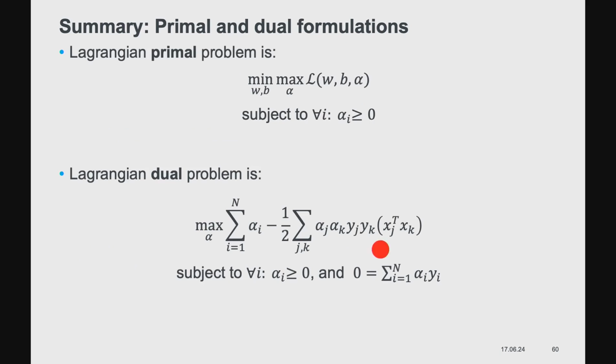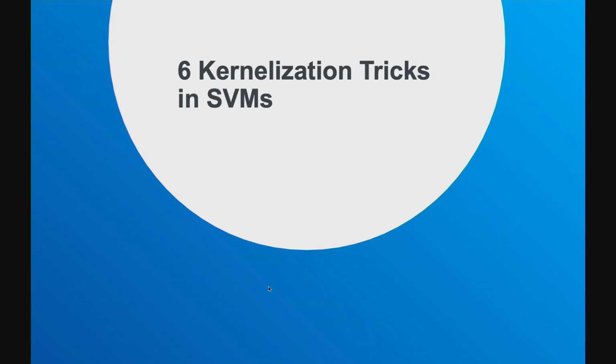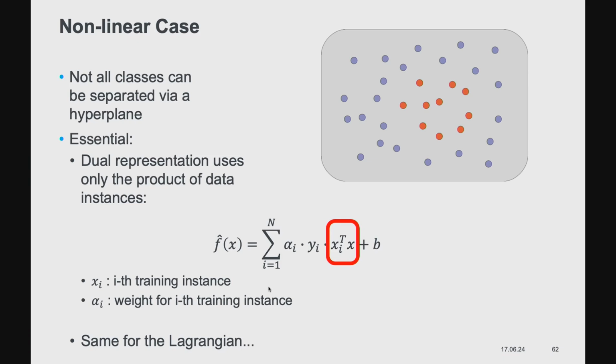So, and here, just for remembering, this was the primal problem and this was the dual problem. And now, why is this interesting? Because it allows us to do kernel tricks. As I said, this is like a similarity.